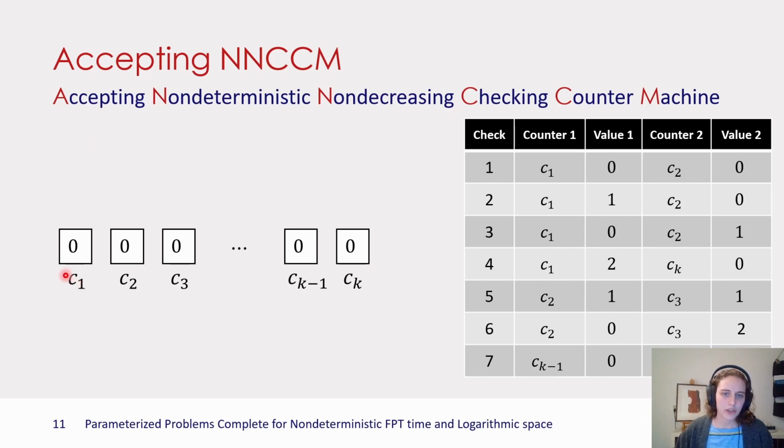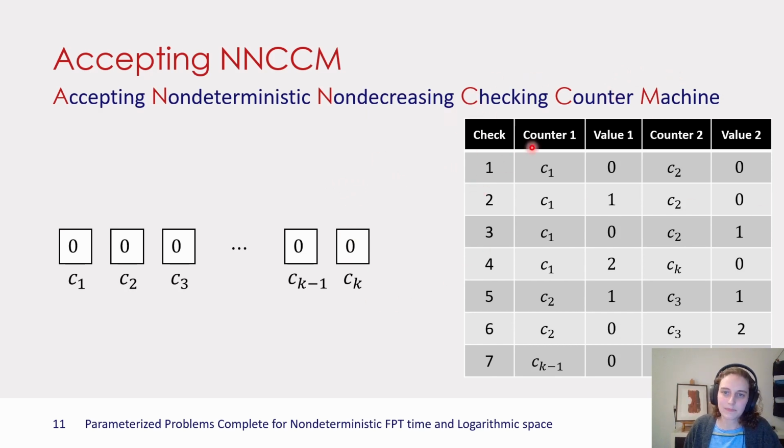Well, first of all, you're given, of course, a number k, and this k is the number of counters that you have. So these are our counters. And then these counters cannot decrease. They start at 0 and they can only increase during our computation. So that's why we have a non-decreasing counter machine. And then let's go to the checking part.